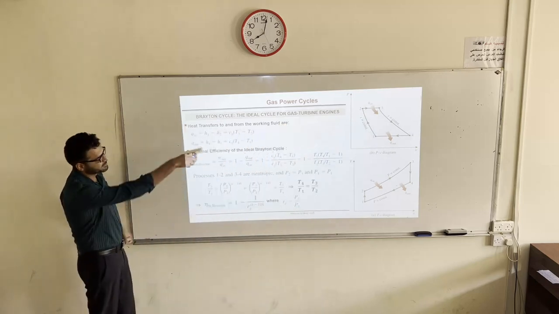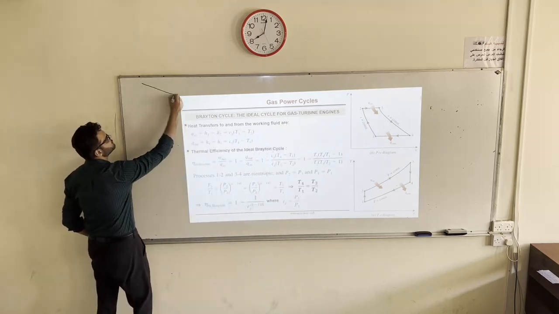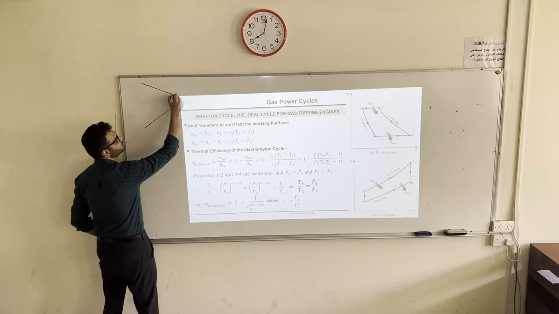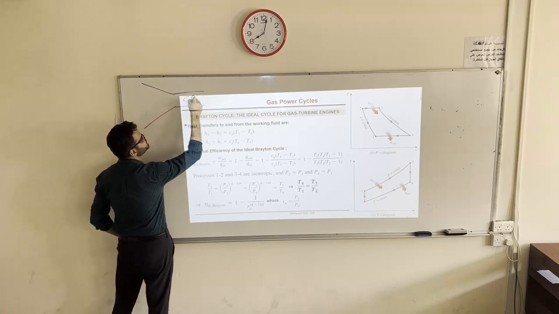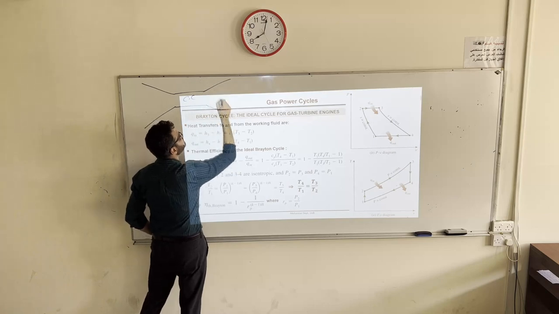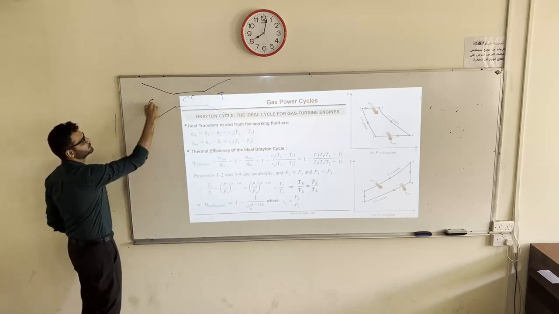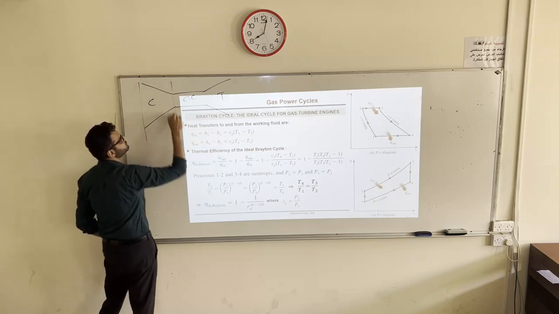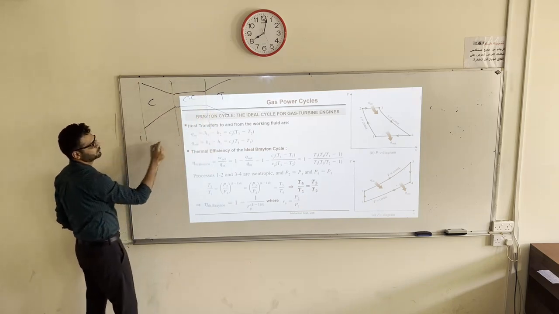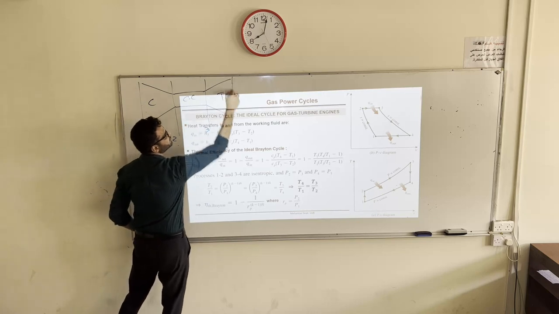Because the schematic is not here, let me draw it. Compressor, combustion chamber, turbine, and this exhaust. Compressor. 1, 2, 3.